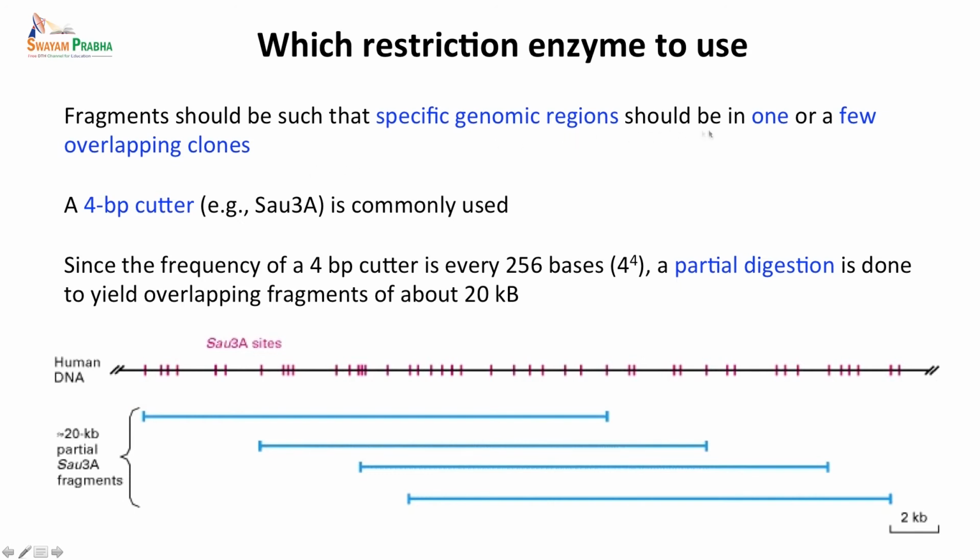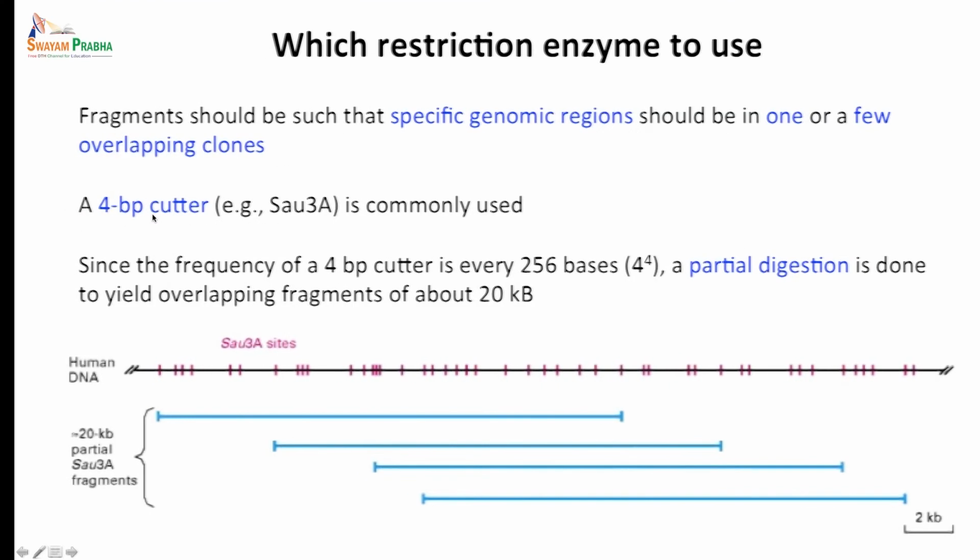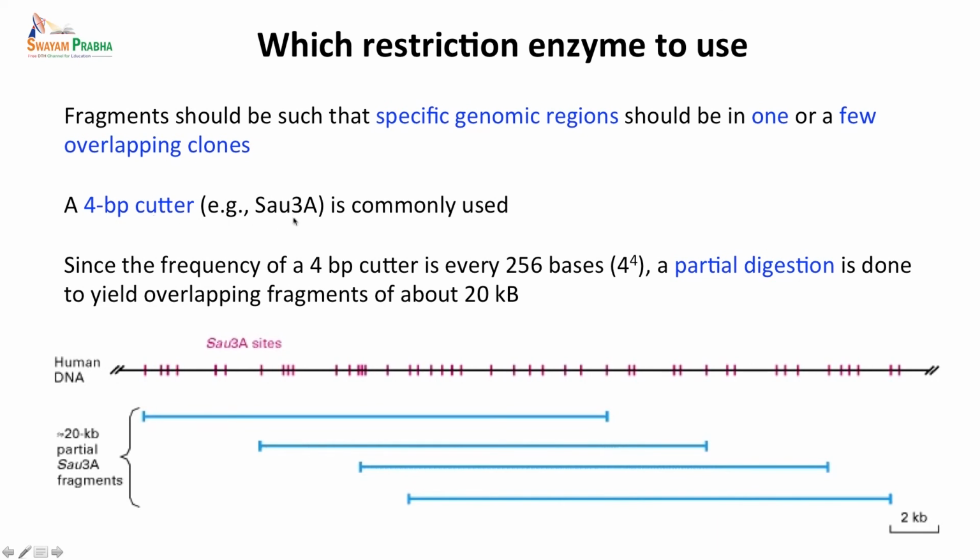So ideally, if you can get one clone to represent one gene, that is the best case scenario. But we know that eukaryotic genes are very, very big. The restriction enzymes will cut indiscriminately, anywhere within the gene. So you will at least try to have a specific genomic region represented by at least a few overlapping clones so that you can reconstruct the entire genome. So a 4-base pair cutter enzyme is generally preferred, and one of the commonly used enzymes is Sau3A.